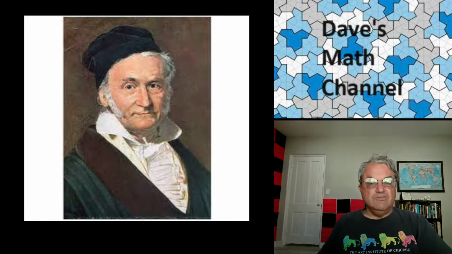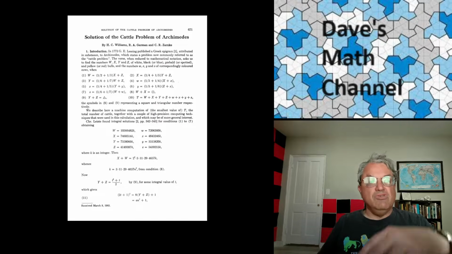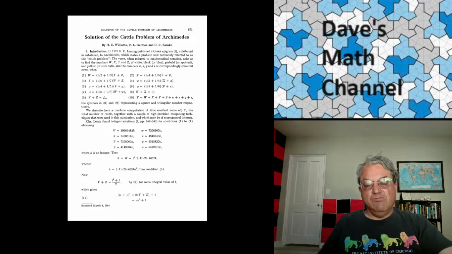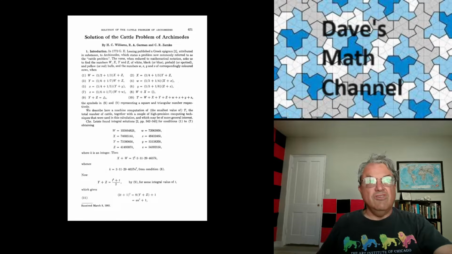But anyway, the first person to actually come up with a numerical solution to Archimedes' cattle problem was published, I believe, in a paper. I don't even know what year this paper came out. I think in the 1960s. And this guy actually wrote down the solution. I don't even know how many digits the smallest solution has, something like 52 digits. I mean, it's an astronomical number of cattle. Suffice it to say, we couldn't make that many cattle on Earth. There aren't that many cattle on Earth.